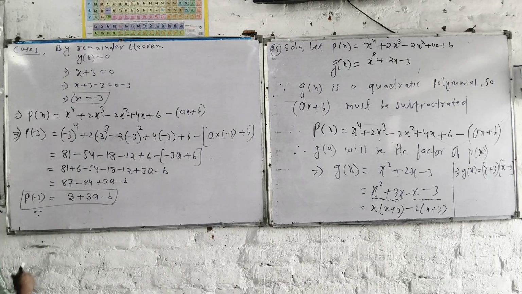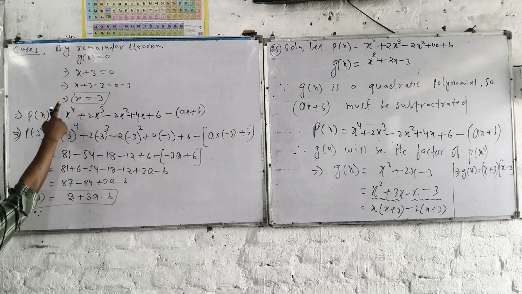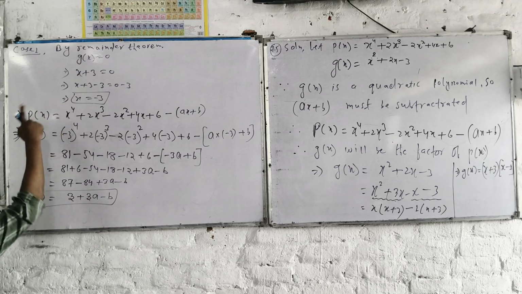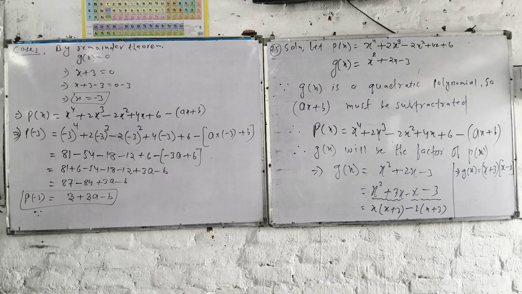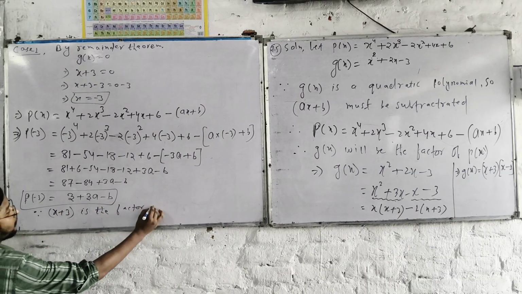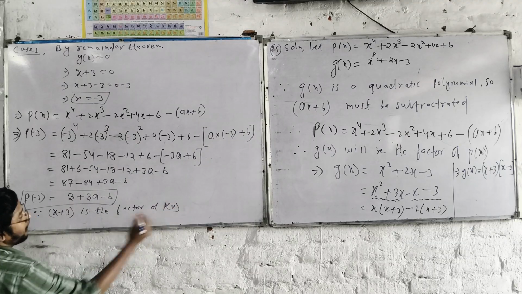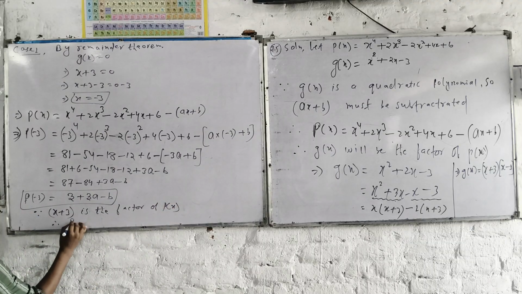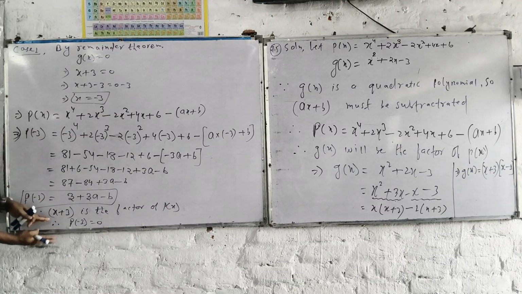Tell me, should I write x minus 3, x plus 3 is the factor, or should I write g(x) is the factor? Think. But I write x plus 3 is the factor of p(x). Therefore, p(-3) will be 0. x plus 3 is the factor. That's why p(-3) will be 0. Do I write this factor now? Remember, it will come out 0, right?